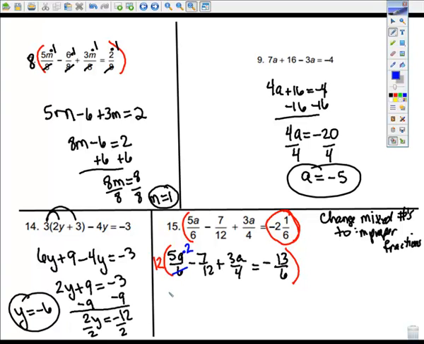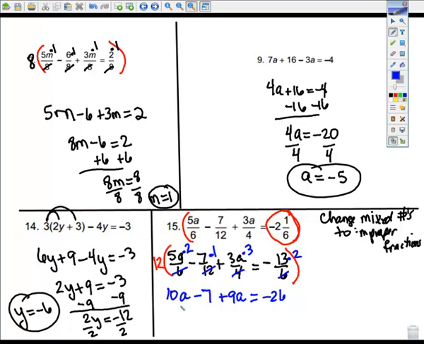So 5a times 2 is 10a. 12 divides into 12 once, so I multiply that by 1, and it's minus 7. 4 divides into 12 3 times. 3a times 3 is positive 9a. And again, 6 divides into 12 2 times, so times 2. Negative 13 times 2 is negative 26. So I went from this hot mess up here to this problem down here that just has integers.